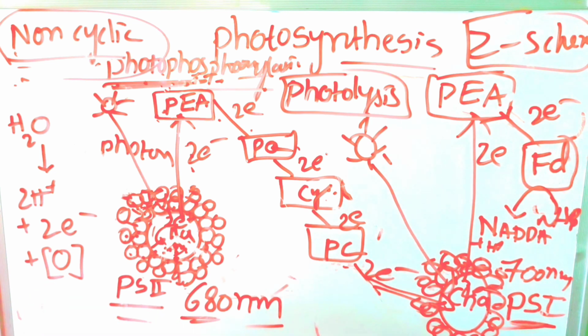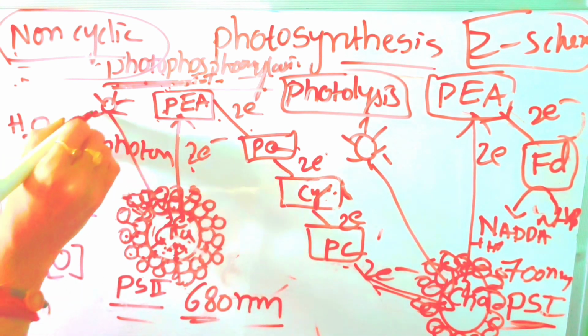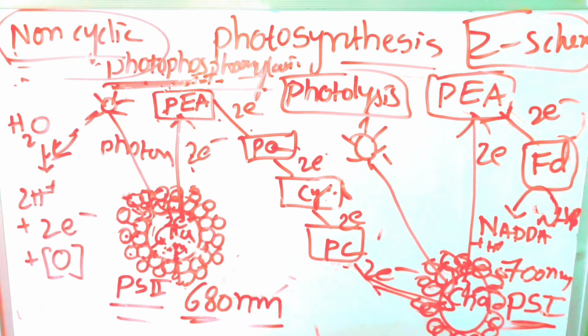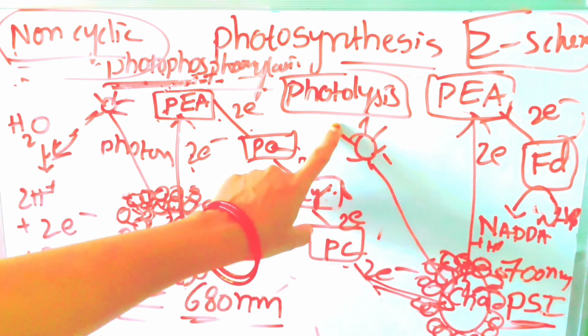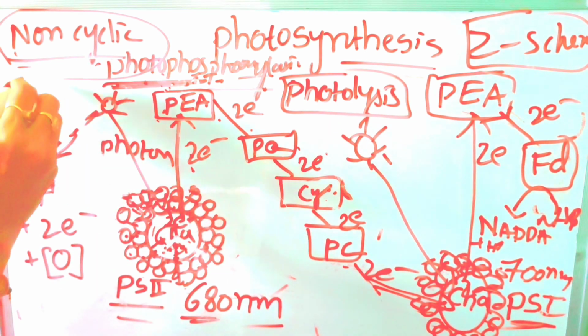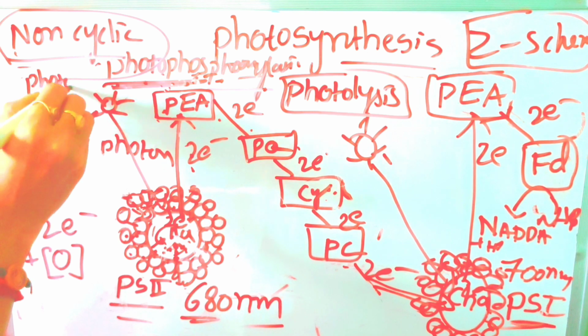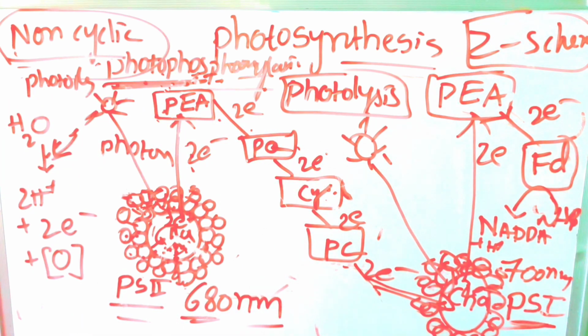This happens in presence of light, so this is called the photolysis complex. What is the name of the process? Photolysis. The need of photolysis is that it is the proton donor, electron donor and nascent oxygen donor.